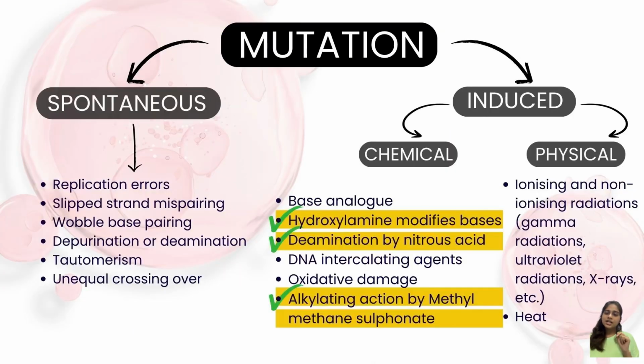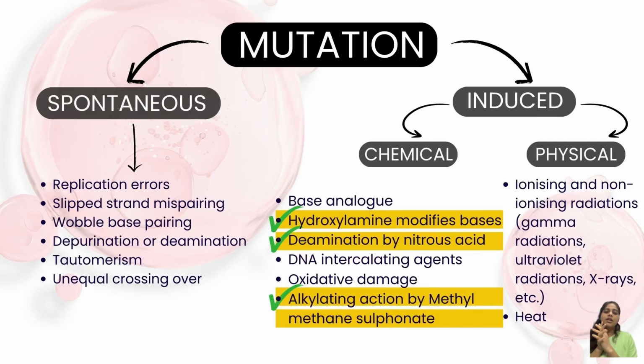This slide categorizes mutations as spontaneous and inducible. Spontaneous mutations occur naturally without any need of a mutagen. This may be due to replication errors, slip strand mispairing, wobble base pairing, depurination, deamination. Deamination, we will be talking about that in chemical mutations further. And tautomerism, unequal crossing over, etc.